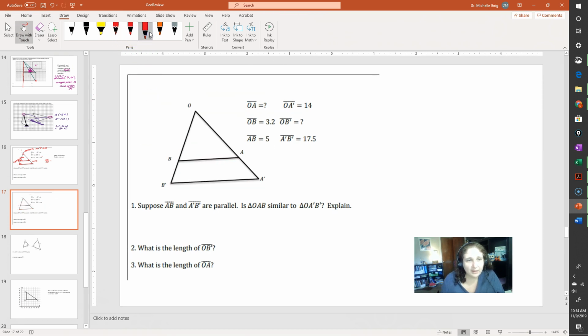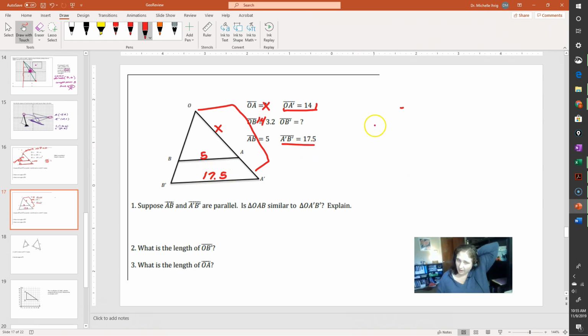Okay, so now let's match up things. Now that we know that we have the corresponding parts and angles, let's match it. Well, it wants us to find OA. So for our purposes, we're going to call OA X. And it tells us that the length of the whole thing is 14. They also give us AB as being 5, and they give us A prime B prime as being 17.5.